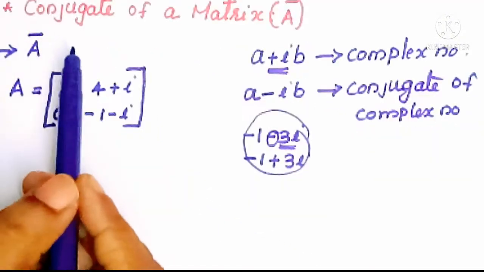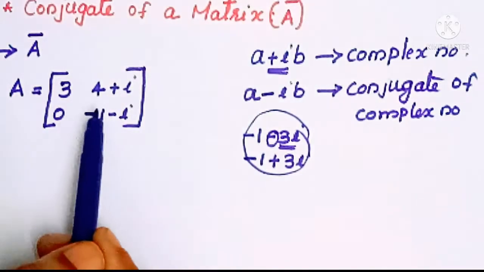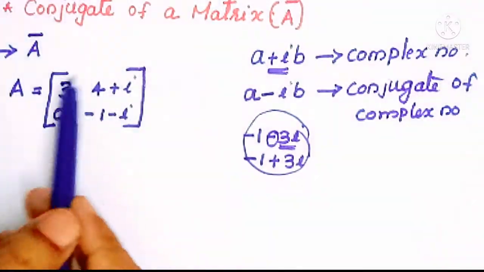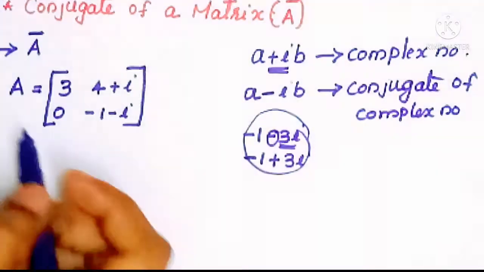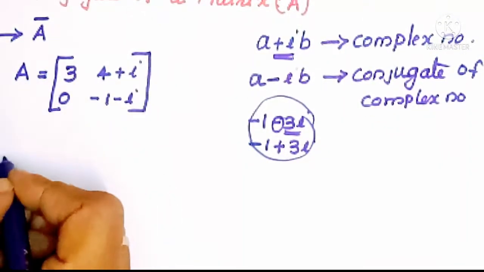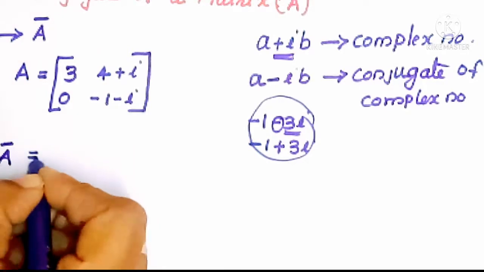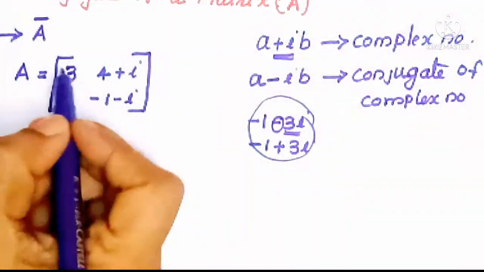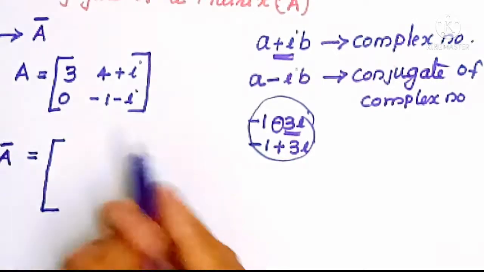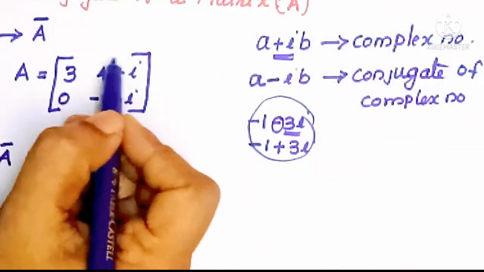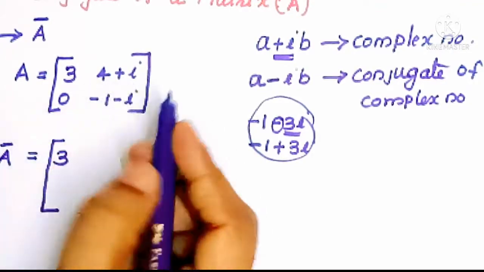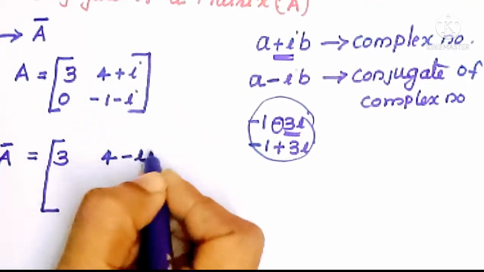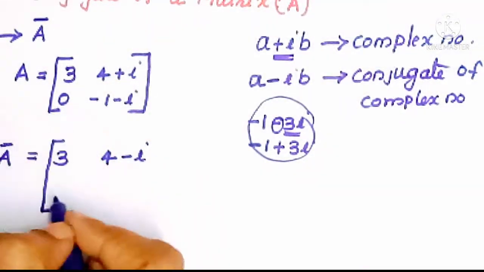Then what is meant by a conjugate of a matrix? That means we replace all the elements of matrix A by their complex conjugates. That is the conjugate of a matrix. Here we can find the conjugate of this matrix A. We replace each element by its complex conjugate. The complex conjugate of 3 becomes 3. Then what is the complex conjugate of 4 + i? It becomes 4 - i. Then what is the complex conjugate of 0?